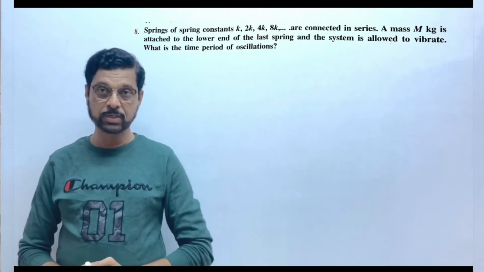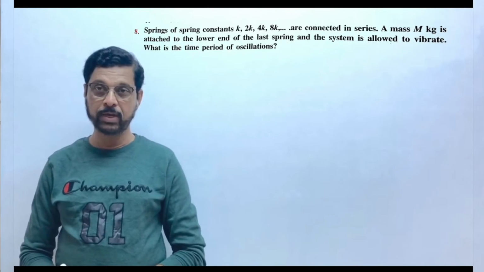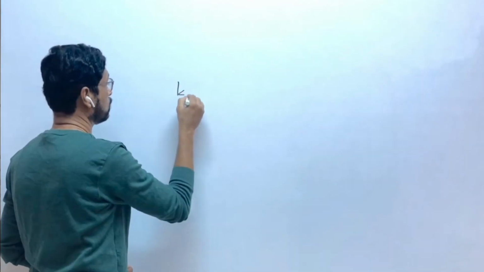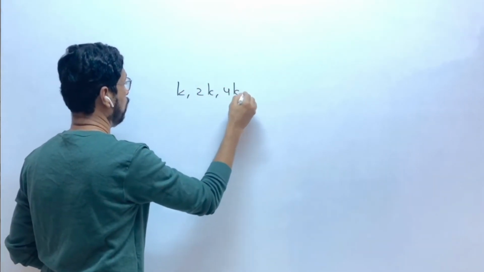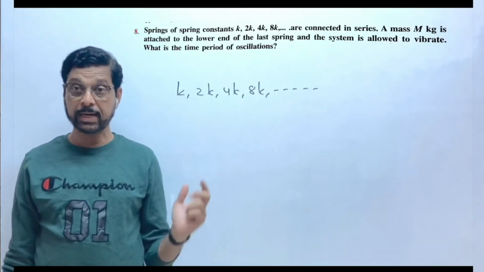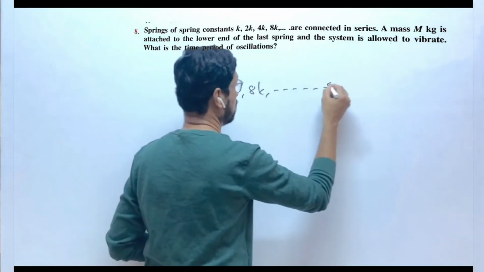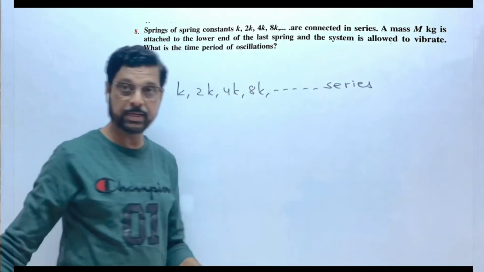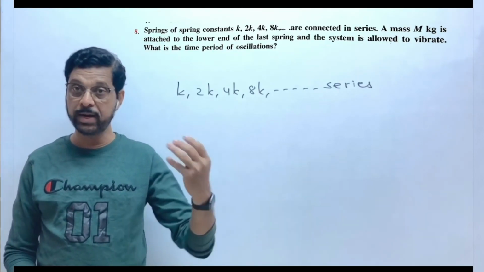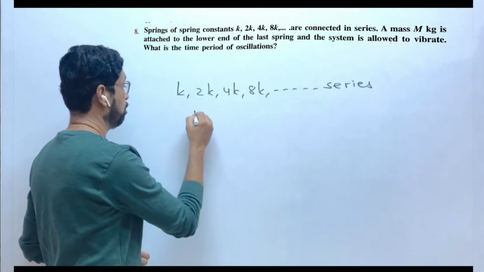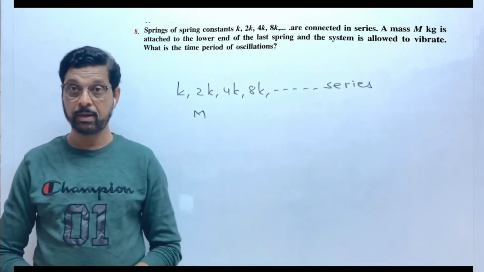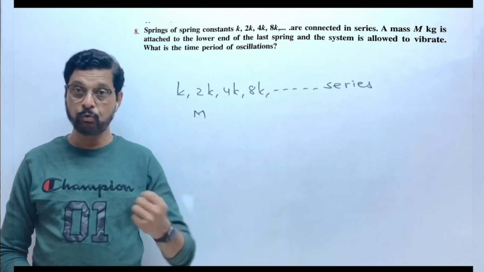Springs of force constants k, 2k, 4k, 8k, dot dot dot up to infinity, are connected in series. A mass capital M kg is attached to the lower end of the last spring. The mass is capital M, which will be in simple harmonic motion, and the system is allowed to vibrate.